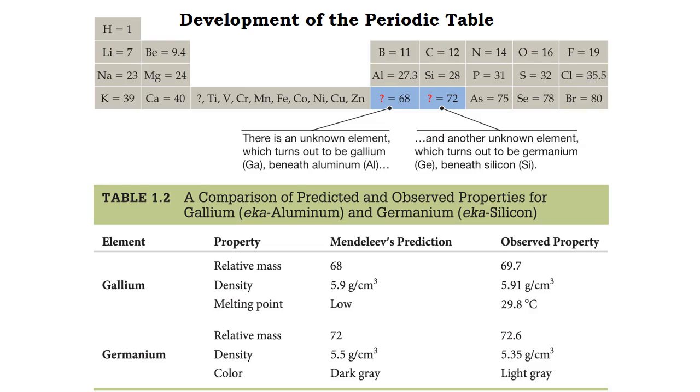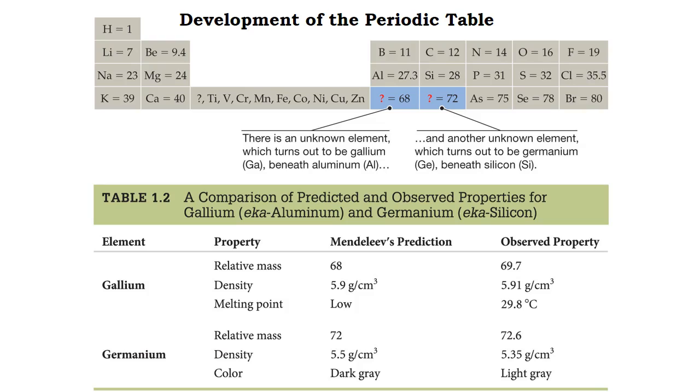He not only left holes for these elements, but he also predicted properties, and his predictions were actually relatively accurate once those elements were eventually discovered. So you can see his prediction in the third column here under Mendeleev's prediction and the observed property on the right-hand side. One interesting thing about gallium here: it lists the melting point. Mendeleev predicted it would be, quote, low. So that would be the temperature where the solid converts into a liquid. Now you notice that the observed melting point of gallium is 29.8 degrees Celsius.